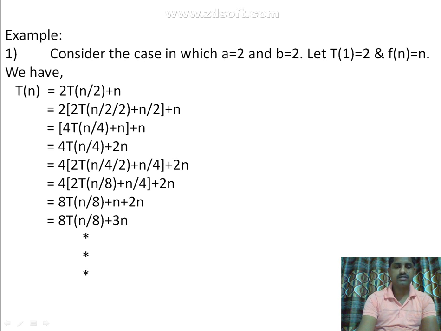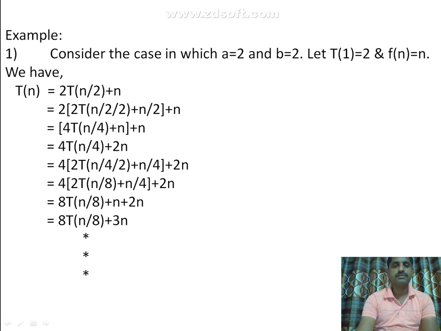So T(n) = 2^3·T(n/2^3) + 3n, and in general 2^i·T(n/2^i) + in. Here we apply 2^i = n, then taking log on both sides, log 2^i = log n, so i = log n base 2. Substituting this into the particular condition, we get T(n) = O(n log n).